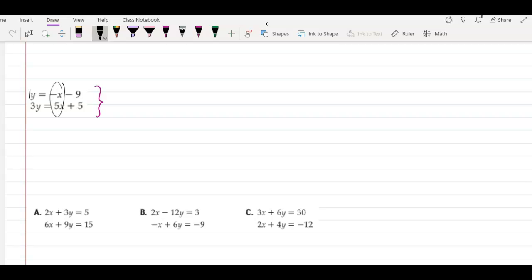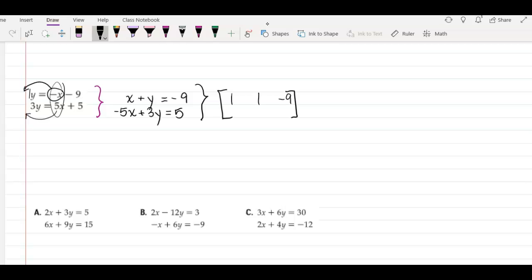So I'm going to add X to both sides so that I have X plus Y equals -9. And then I'm going to subtract 5X from both sides of the second equation, plus 3Y equals 5. Now I can take and put it into a matrix. 1, 1, -9, -5, 3, 5.